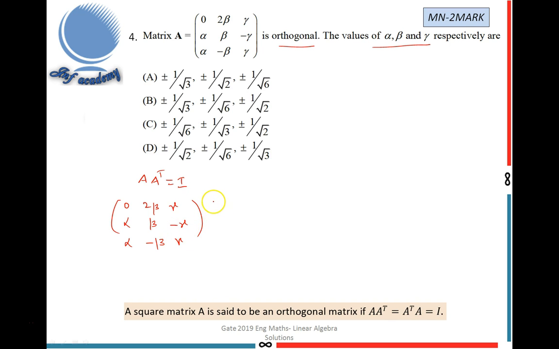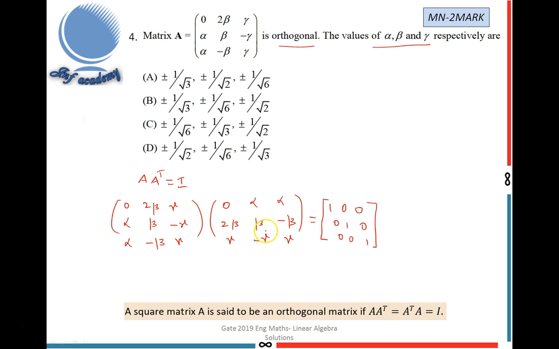This is A. A transpose means interchanging rows and columns. First row becomes first column: 0, 2 beta, gamma. Second row becomes second column: alpha, beta, minus gamma. Third row becomes third column: alpha, minus beta, gamma. This is the transpose. This is equal to I. What is the value of I? Matrix I is 1 0 0, 0 1 0, 0 0 1. The given matrix is a 3 by 3 matrix, so I is also a 3 by 3 matrix.